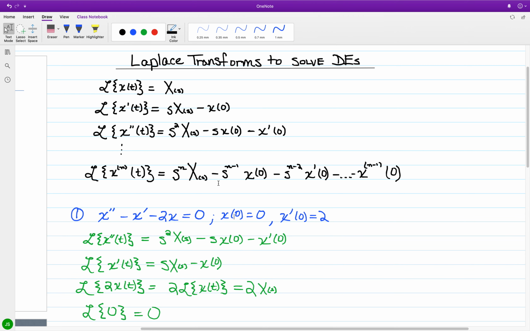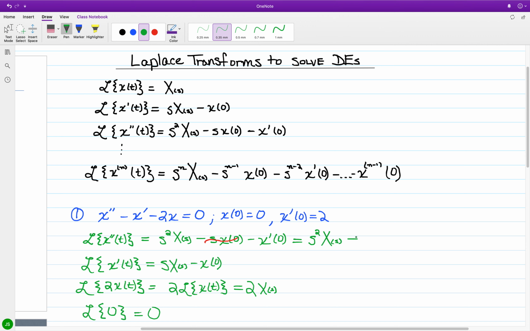Now, setting up the Laplace transforms, for the second order derivative of x of t we have s squared X of s minus s times x naught minus x prime naught. With x naught at 0, this term becomes negligible, and x prime naught is 2. So for the second order derivative, the Laplace transform is s squared times the Laplace transform X of s minus 2.